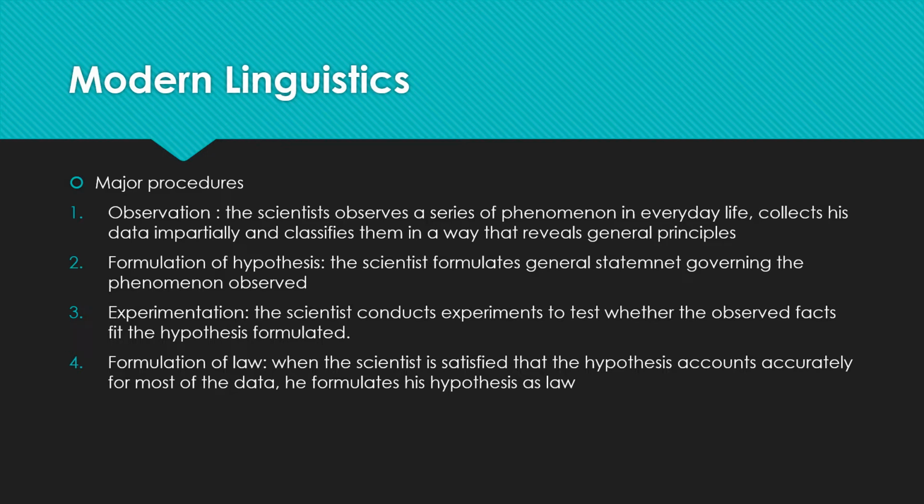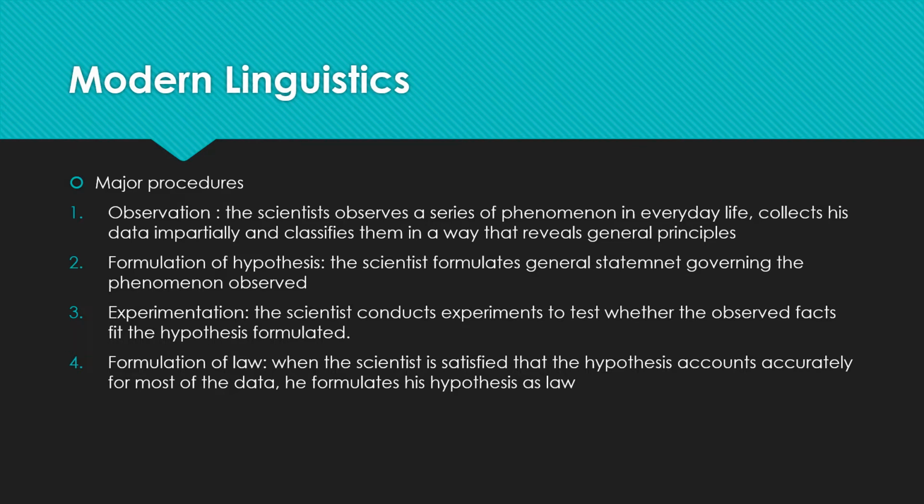The second step is formulation of hypothesis. The scientist formulates a general statement governing the phenomenon observed. So first he observed and he tried to formulate a hypothesis. Hypothesis means if this happens, that would be the result. Coming to the third process, that is experimentation. The scientist conducts experiments to test whether the observed facts fit the hypothesis formulated. Okay, first was observation, then the scientist prepared a hypothesis, and third step he experimented the hypothesis.